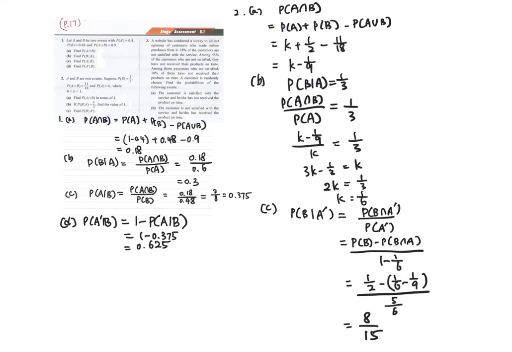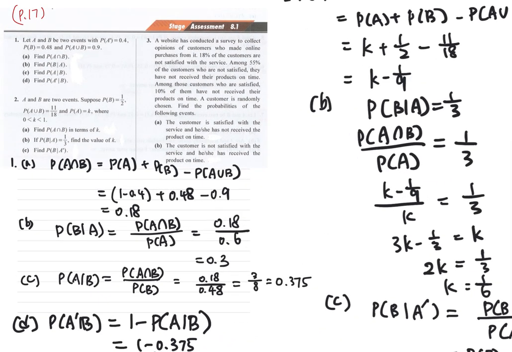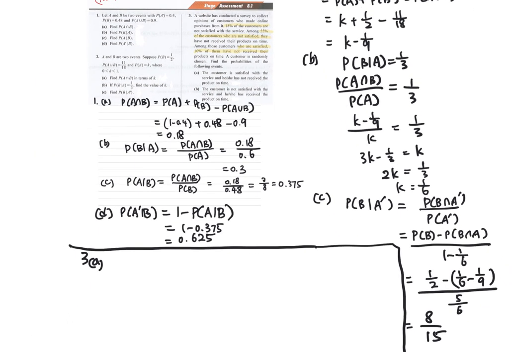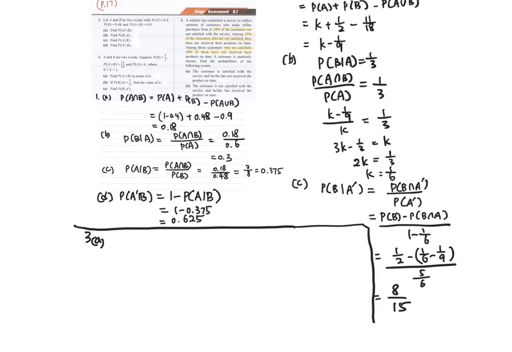Okay, and then question number 3. You have to look at the question carefully. Some of them are not satisfied, and among them, some were satisfied. In this case, you need to highlight the information. Among those who are satisfied, 10 percent do not receive the product on time. So find the probability of this event. Maybe we use a table first, or we can use a tree diagram like this.